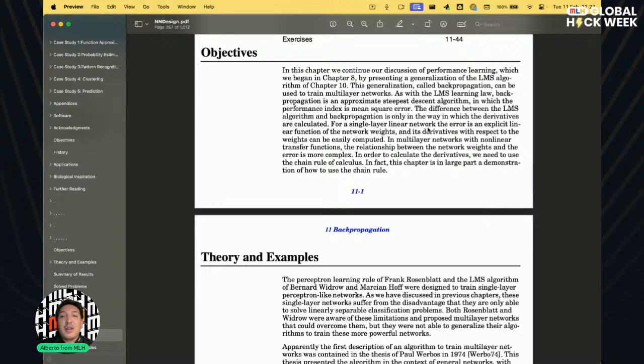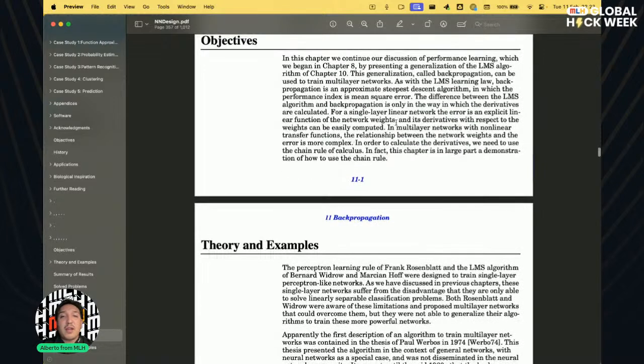For a single-layer linear network, the error is an explicit linear function of the network weights, blah blah blah. This will make sense once you check the previous streams, or again, if you want to take a look at this book, it's really beginner friendly, I have to say. You will chapter by chapter be building the knowledge I am trying to express here. Again, don't feel shy. Just comment or ask me the question.